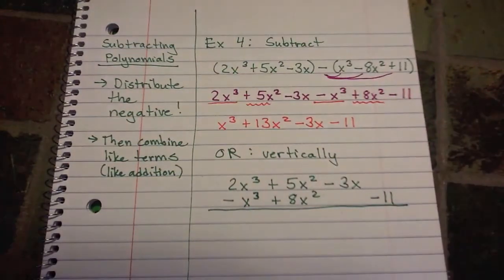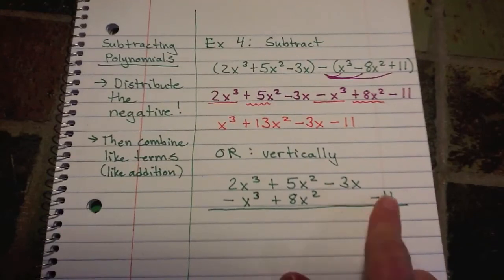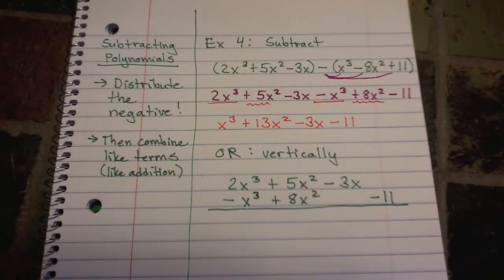For me personally, I find it more difficult sometimes to line them up vertically because you tend to make mistakes here and then everything looks a little bit confusing. But some people really prefer it that way, so it's completely up to you.